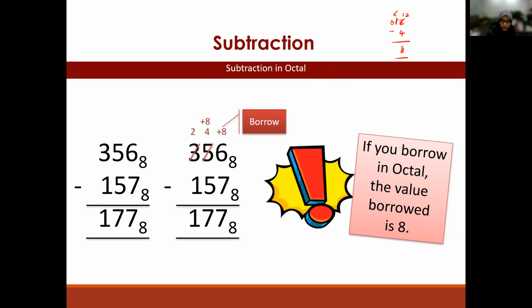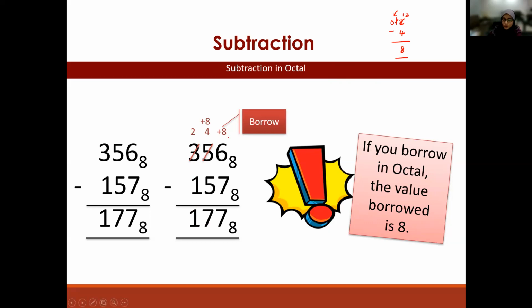So 14 minus 7 equal to 7. So 4 here, 4 is smaller than 5, so you cannot do direct subtraction. You need to borrow from 3. So 3 now left is 2. Okay, so 8 plus 4 equal to 12. 12 minus 5 equal to 7. So 7 is here. So 2 minus 1, 1. So the answer is 177.